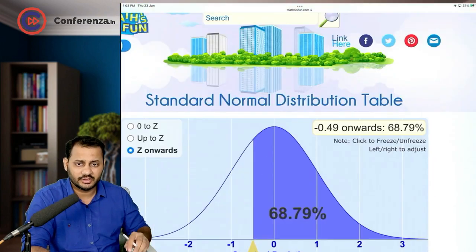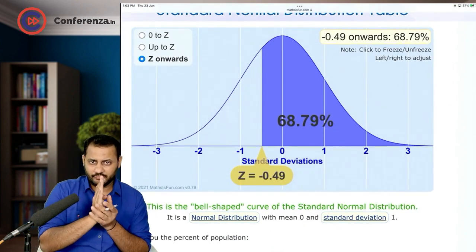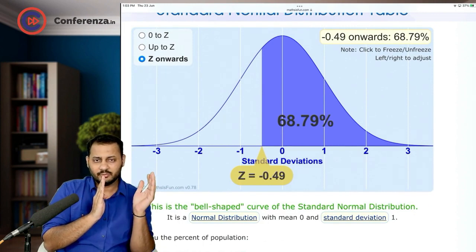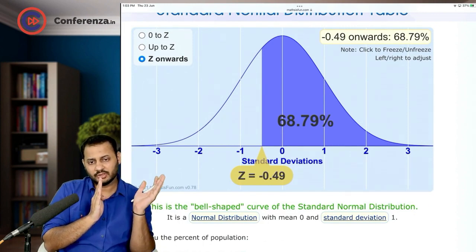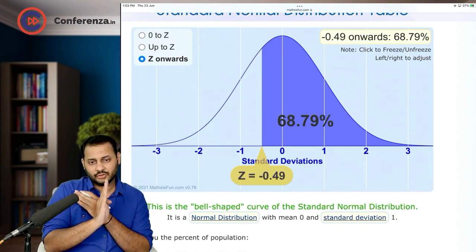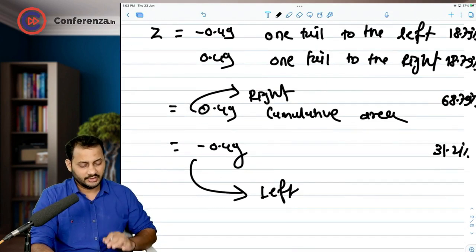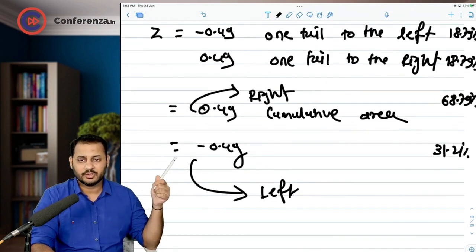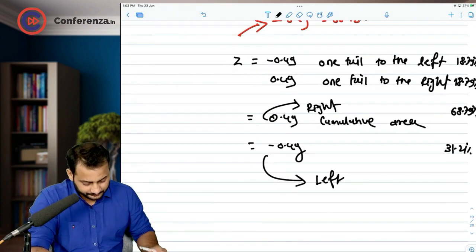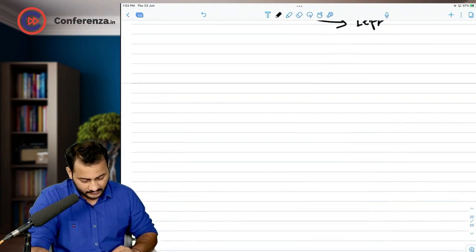So please understand now, if you look at the cumulative table and at 0.49, if you stand at 0.49, all the right side area will be represented in a positive figure and all the left side area will be represented in a negative figure. So if you write down 0.49 only, the area is 68.79. If you write down minus 0.49, meaning the left of the area, it will be 31.21. Okay, this is enough. I hope you have understood.